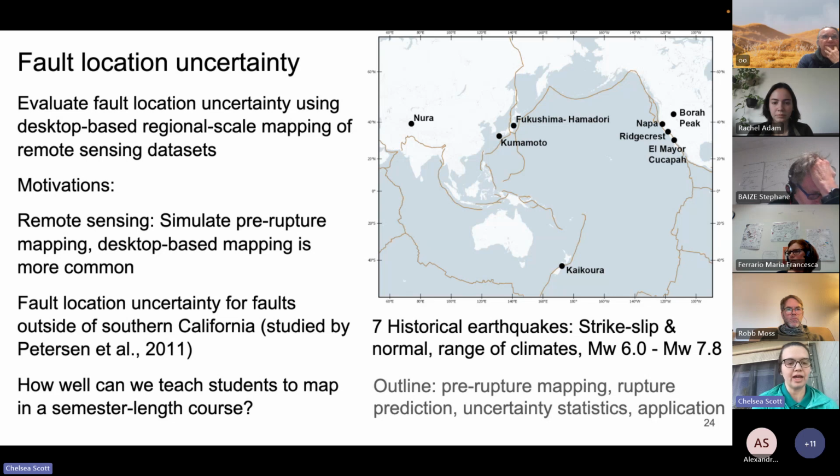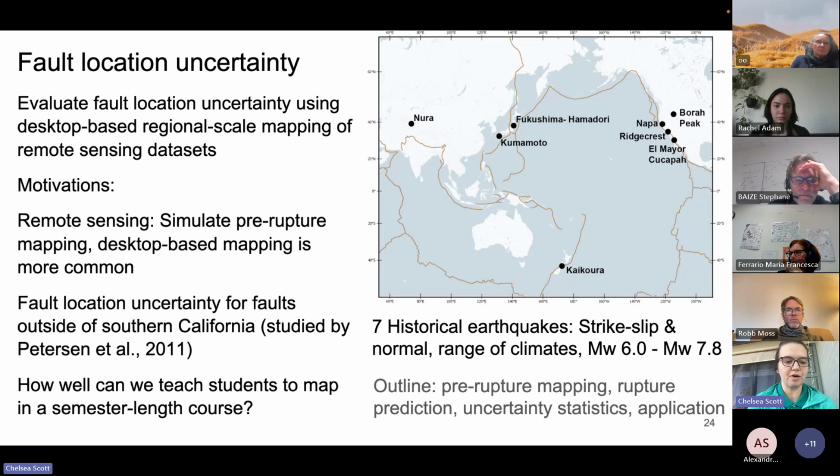First, we were interested in looking at fault mapping with remote sensing data. And we wanted to simulate pre-rupture fault mapping. And so we essentially had to use this remote sensing data to understand what the landscape looked like before these historical earthquakes occurred, so we could really simulate true pre-rupture mapping without knowledge of the subsequent earthquake. We also wanted to learn more about using this remote sensing data, as desktop-based mapping is becoming more common as fieldwork is logistically challenging and expensive.